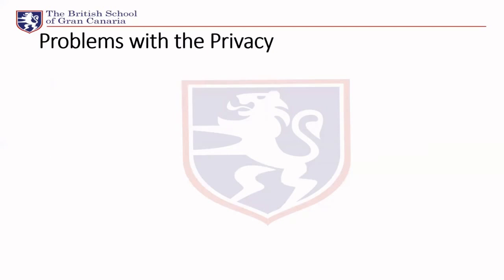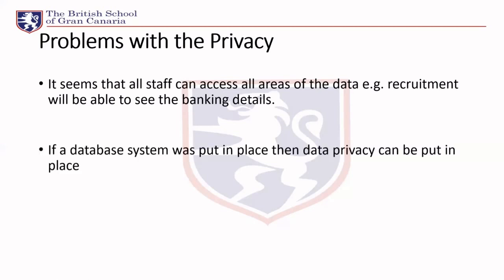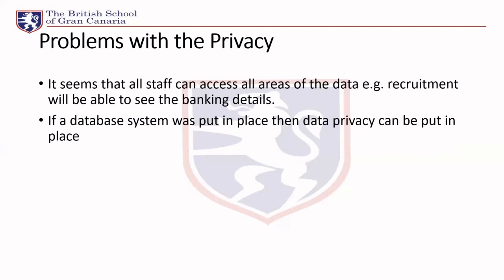Now, the next problem we've got is the problem with the privacy of the data. It seems that all staff can access all areas of data. So for example, the recruitment department can see the banking details. Do they need to see somebody's banking details? Probably not, no. If a database system was put in place, then maybe data privacy can be put into place. So for example, there could be different levels of privacy.